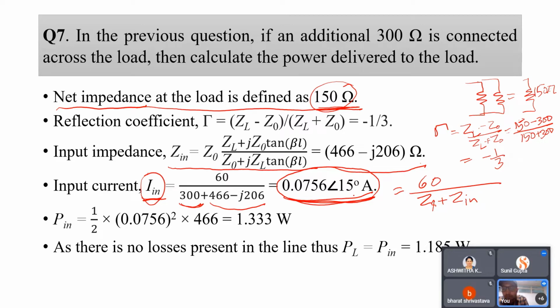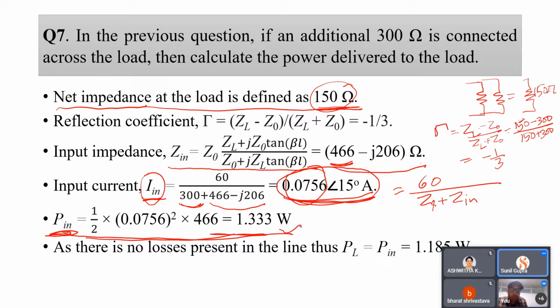The input power is now calculated as half of I squared into R. So the current amplitude will be this much, and the resistance that has been obtained at the input is 466. So that's how you can calculate the value of input power.